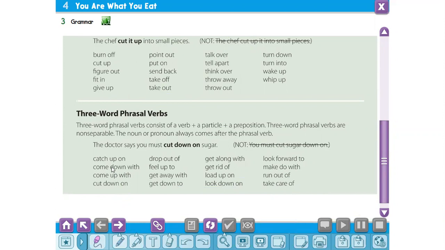These are some examples of three-word phrasal verbs: catch up on, drop out of, get along with, look forward to, come down with, fill up to, get rid of, come up with, get away with, load up on, run out of, cut down on, get down to, take care of.